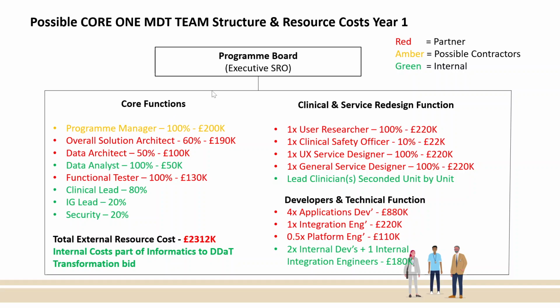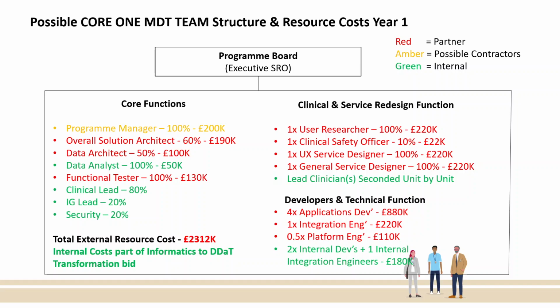This is the core. We would expect unit by unit there'd be different people coming together for that. But in essence, we're looking at a core which is built up of this number of resources. The ambers are possible contractors. They could be internal. The greens are internal folk. So in some cases, internal folk that need to be recruited to. The reds are partners, and their indicative costs, of course.